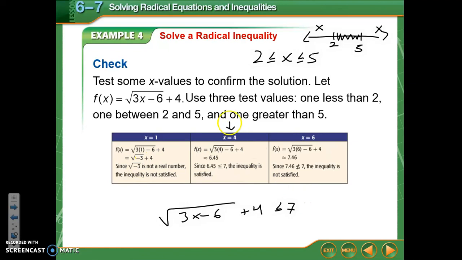When I plug in 4, which is inside the interval that we think is the answer, I end up with 6.45, which is less than or equal to 7, so that works. If I plug in a number larger than 5, notice I get 7.46 in this case because they plugged in x equals 6. I get 7.46, which is not less than or equal to 7. It's bigger than 7. So that does not satisfy the inequality. So this proves that the range of my solutions is between 2 and 5, including 2 and 5.